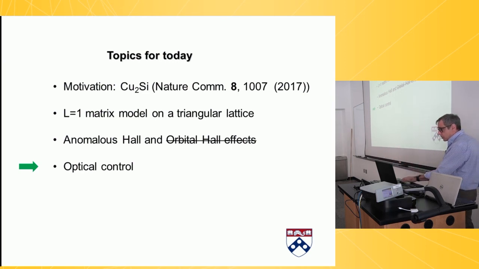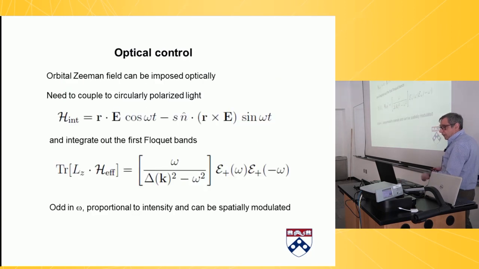So we're going to do this optically now. Here's the idea. We're going to imagine imposing this kind of thing optically, so we're going to couple the electrons to circularly polarized light. The interaction term is, S is the sense of circular polarization. We'll talk a little bit more about how this works in detail in a moment, but generally what happens is that you integrate out the first bands shifted by one frequency of the photon here, and then you take what's left and you trace it against L sub z, which is the term that you want to break the symmetry with. So it's like having a Zeeman field, but it's being controlled by this optical degree of freedom.